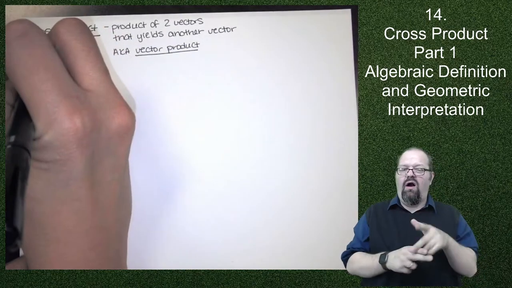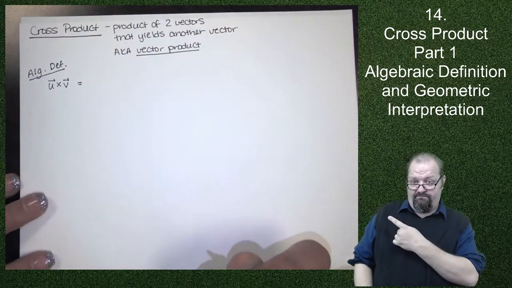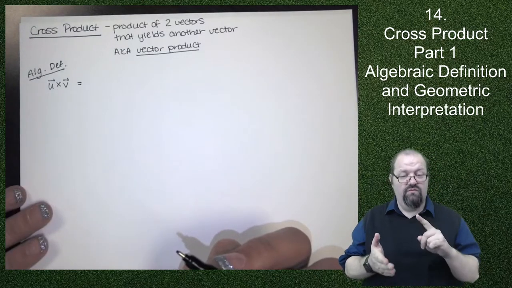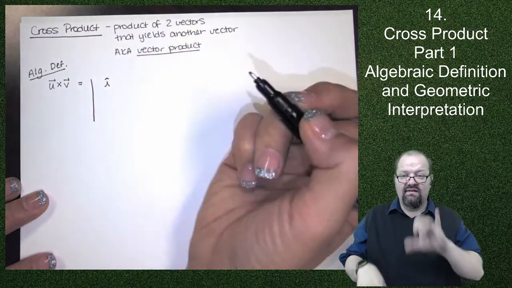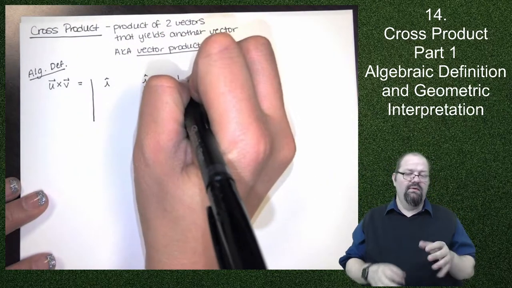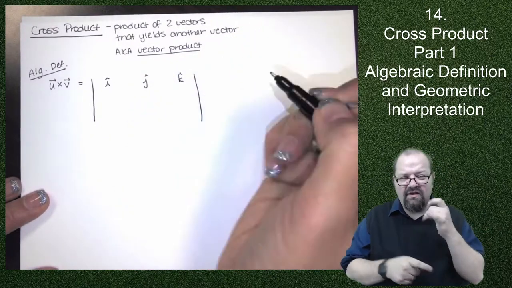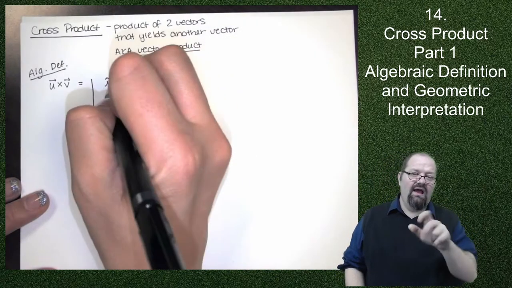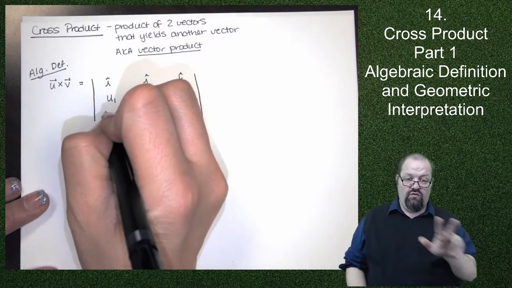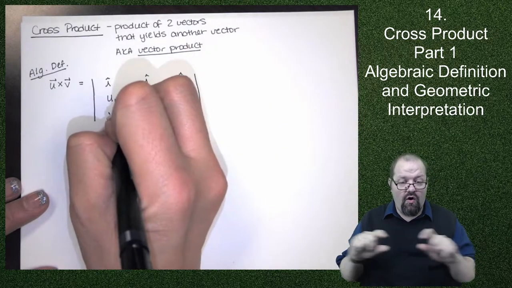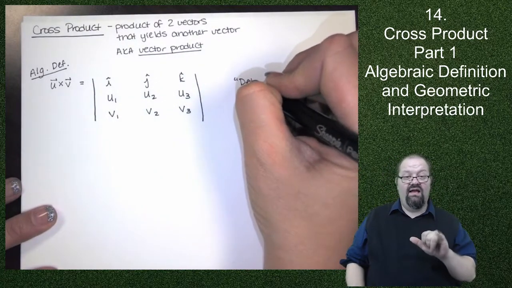The algebraic definition of cross product is this. Probably the easiest way to find the cross product of two vectors, where the vectors are in three-dimensional space, is this determinant form. It looks like a 3x3 determinant, but it's not exactly, because you've got vectors up here in the first row: i hat, j hat, and k hat. In the second row, list the components of u. So if u has components u1, u2, and u3, you list those. And then in the last row, you list the components of v: v1, v2, and v3. This is called the determinant form.